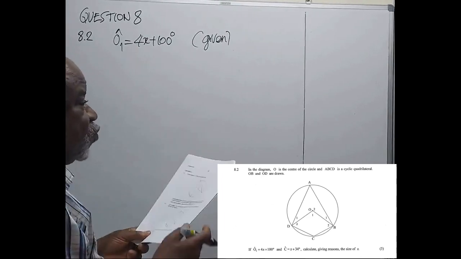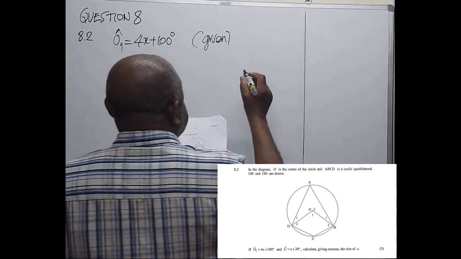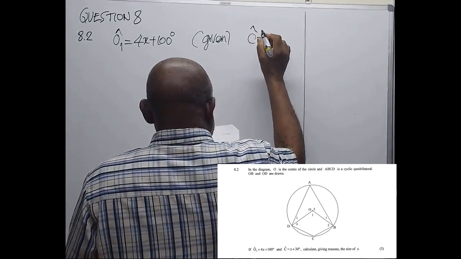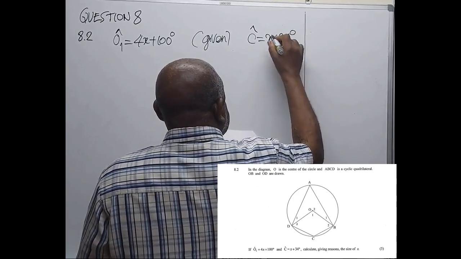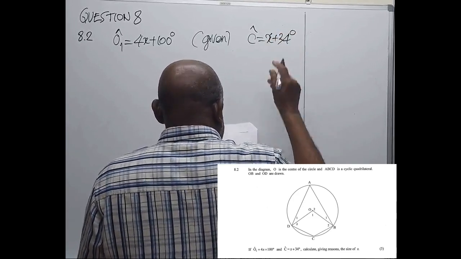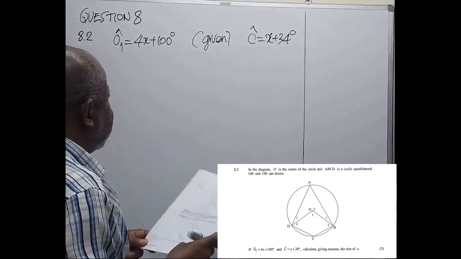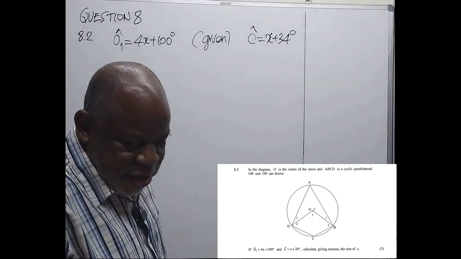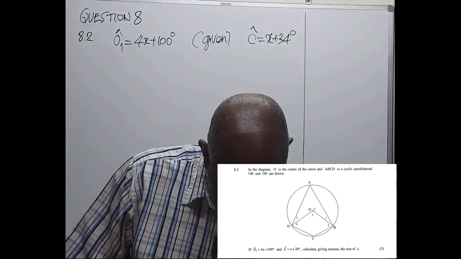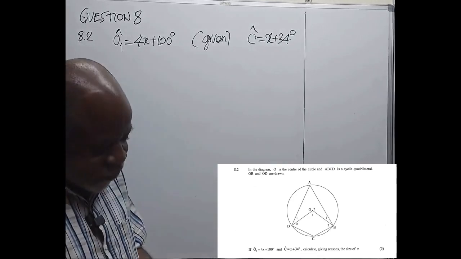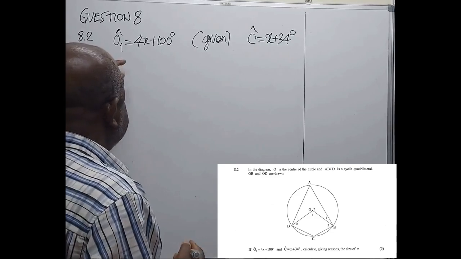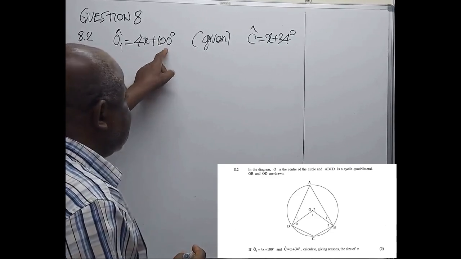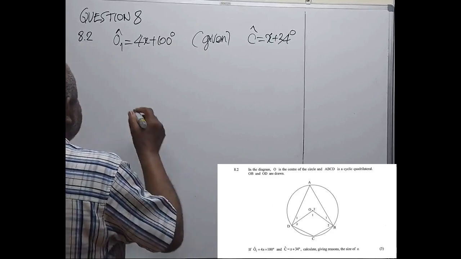So I'm also going to write that C is equal to x plus 34 degrees. This is what we know. So they want us to get the value of x. Checking on the graph, what do we have? O1 is equal to 4x plus 100 degrees. This is given.